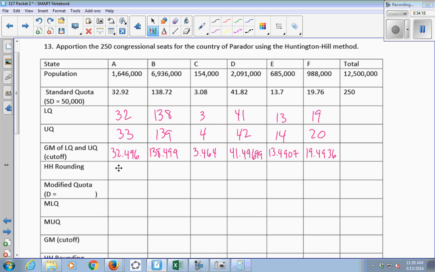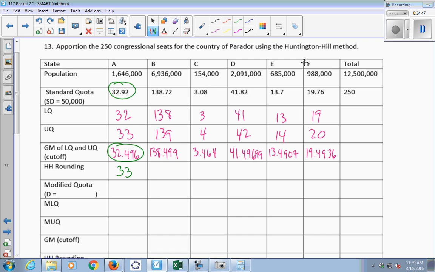Okay, so now my Huntington Hill rounding step is I have to compare my standard quota to my cutoff, right? If the standard quota is bigger than the cutoff, round up, smaller than the cutoff, round down. So 32.92, it's bigger than the cutoff of 32.496, so round up, 33.